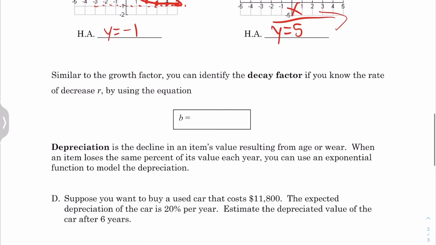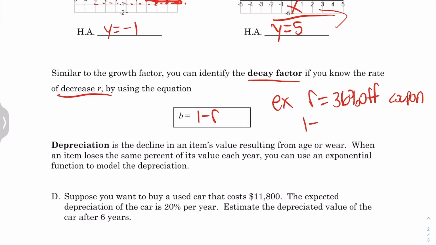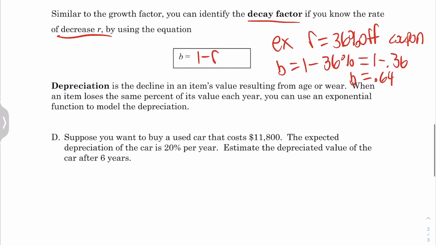Now let's make a slight modification to our earlier equation. If we're supposed to decrease by r, then this decay factor is going to be b equals 1 minus r. R is whatever percent you're decreasing by. So for example, if it was a 36% off coupon, then you could do 1 minus 36%, which equals 1 minus 0.36, which equals 0.64. So if you're doing a 36% off coupon, you could just use a b value of 0.64 and multiply by 0.64 to your original price, and hopefully one of these questions will use something like that.